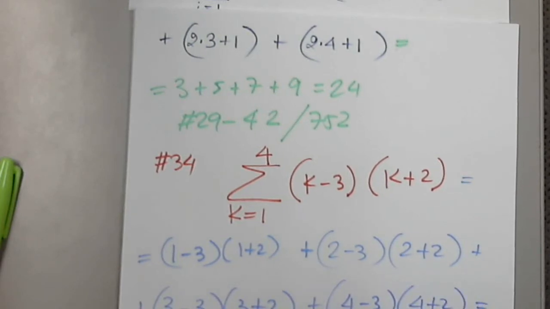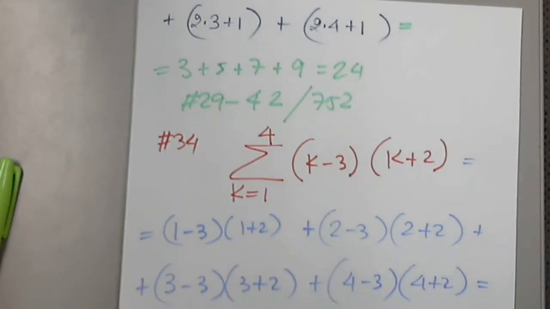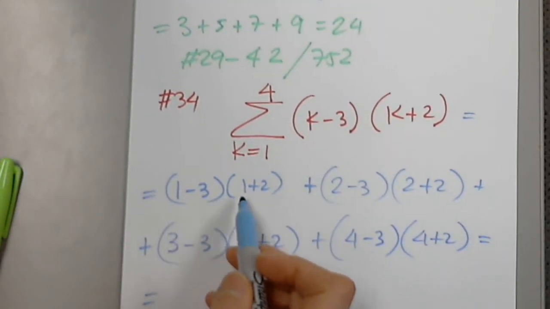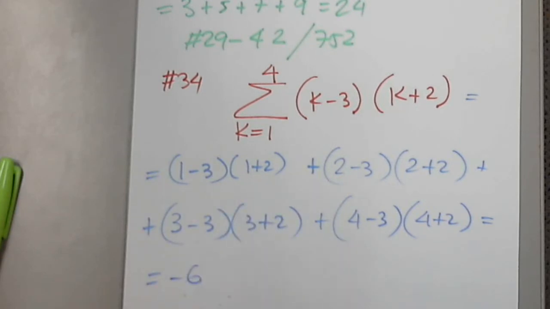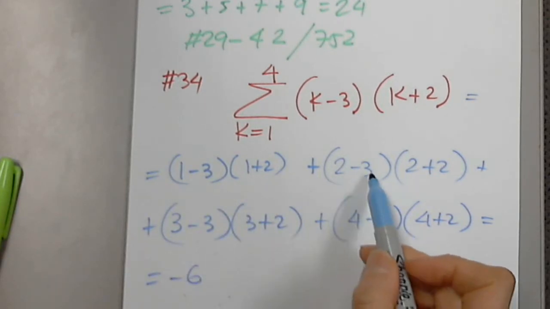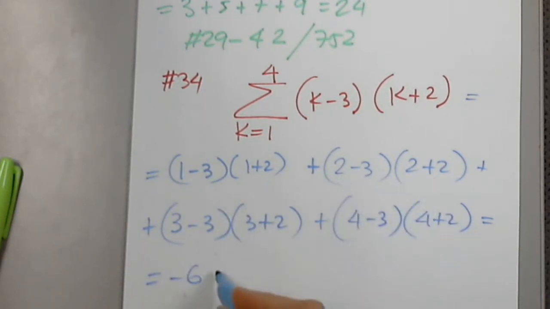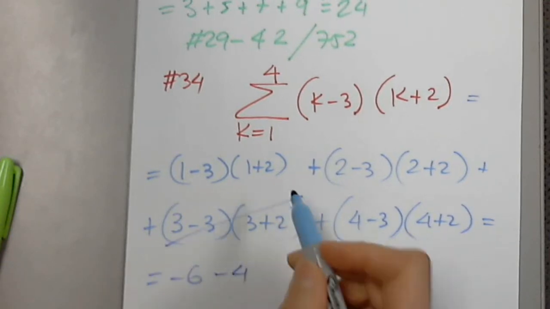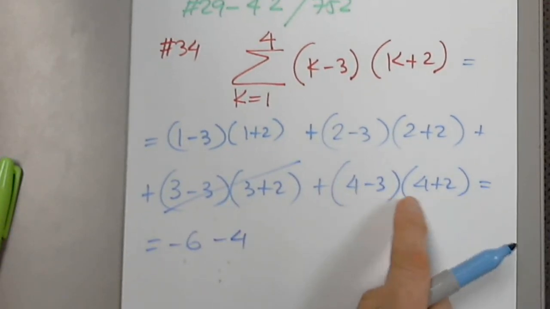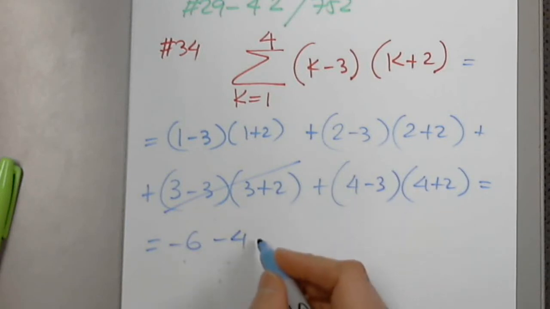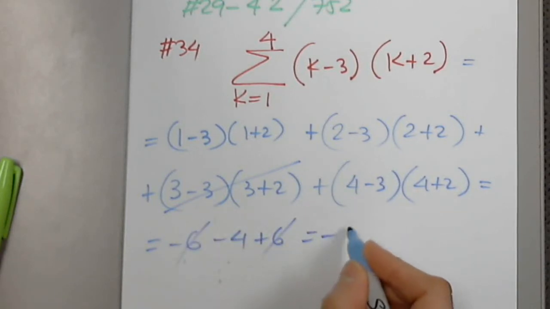Good. And now we can perform the operations and get the sum. That's what we were asked to determine. Find each indicated sum. Very good. So 1 minus 3 is -2. -2 times 3, -6. 2 minus 3 is -1, so it's -4. This is 0, I don't even calculate it. And this is 1 times 6. So the answer is -4.